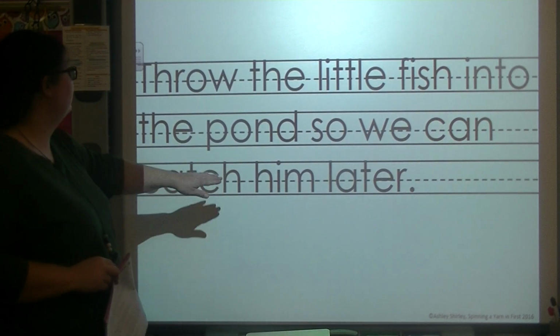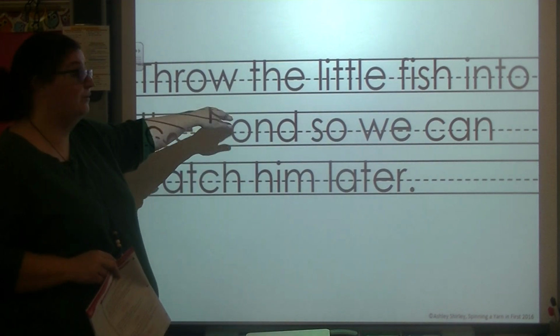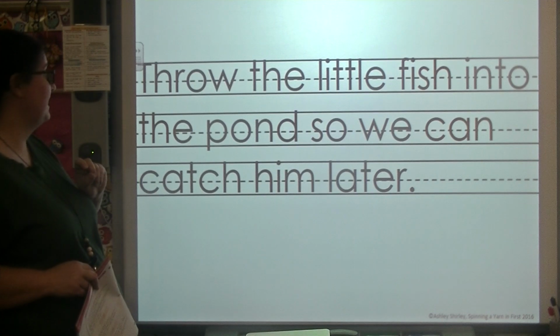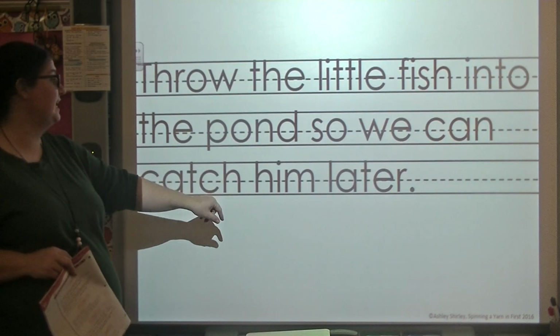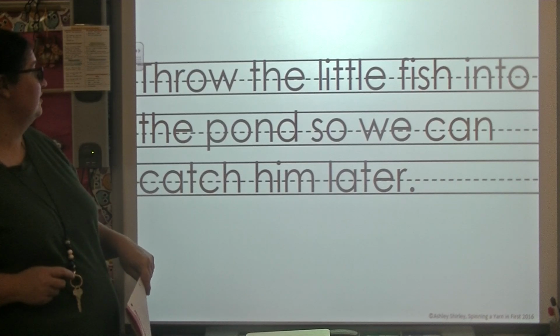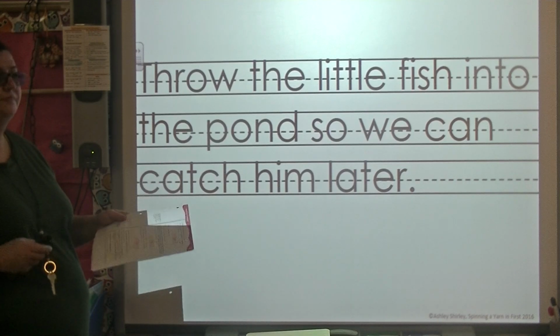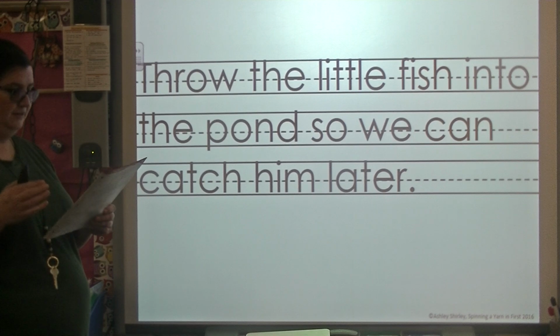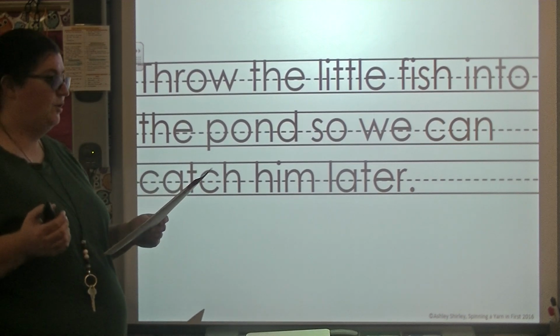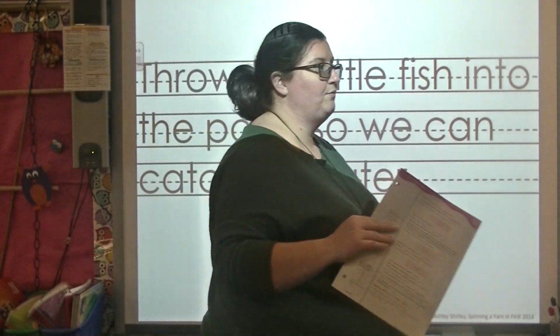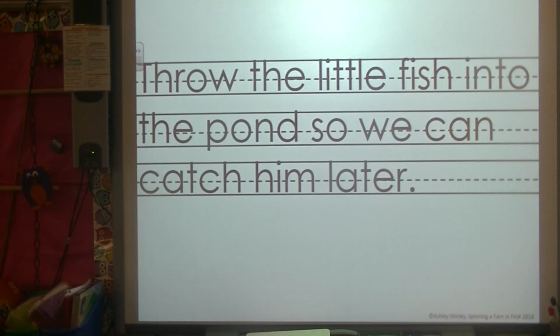We have digraph OW, which makes the long O sound. Short vowel followed by ch is TCH. Check your work. We're going to learn some more about vowel patterns today.